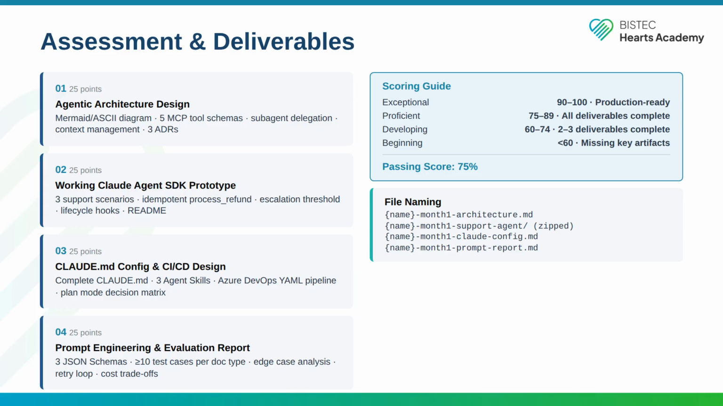The fourth deliverable is the prompt engineering and evaluation report. 3 complete JSON schemas for NIC, bank statement, and KYC documents. A results table populated with real test data, at least 10 cases per document type. Edge case analysis documenting failures, root causes, and the prompt changes that resolve them. Validation loop code with retry logic. A recommendation section addressing the cost and throughput trade-offs between Claude Sonnet and Claude Haiku models.